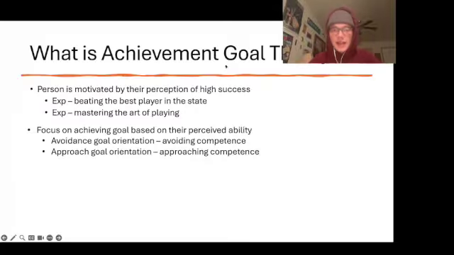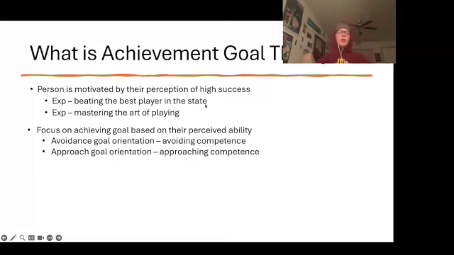So what exactly is Achievement Goal Theory? That's when a person is motivated by their perception of what high success is. So high success is subjective to each person. So I put some examples here as either beating the best player in the state.